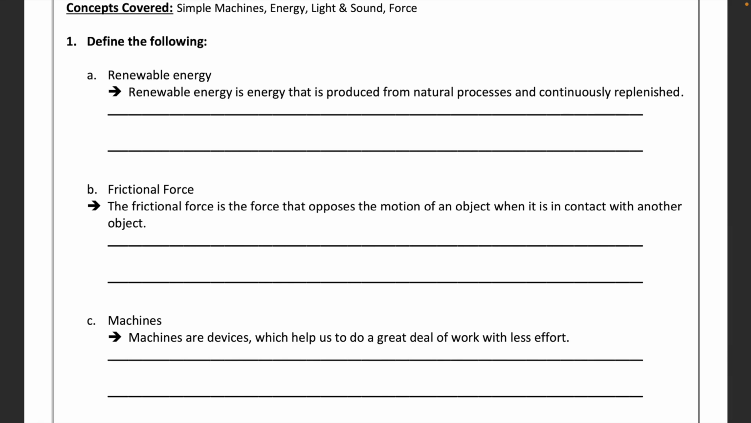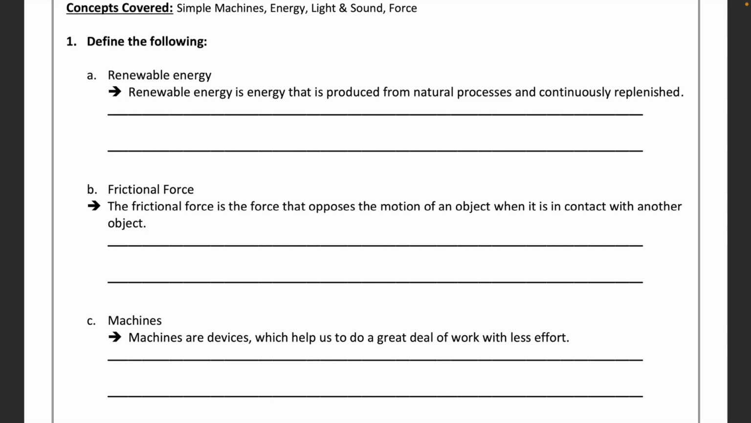Science question and answers on the topics of simple machines, energy, light and sound, and force. The first is: define the following. First, renewable energy. Renewable energy is energy that is produced from natural processes and continuously replenished.